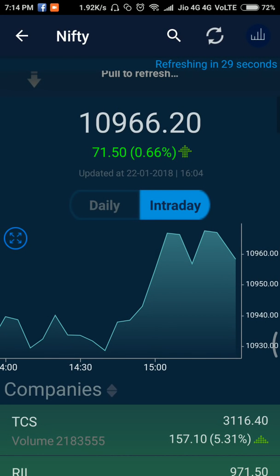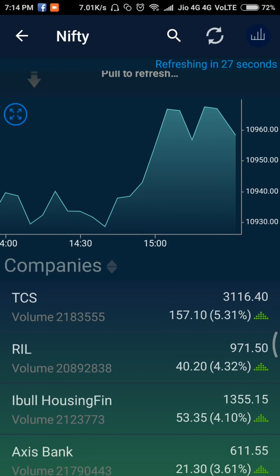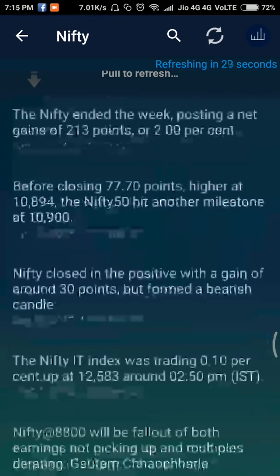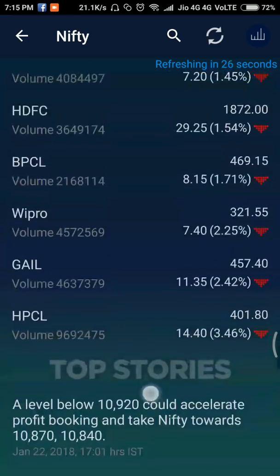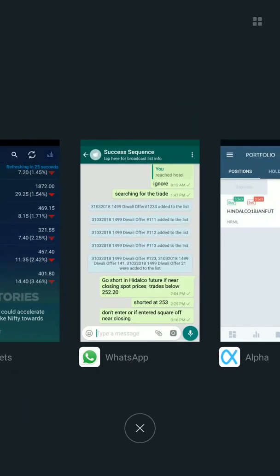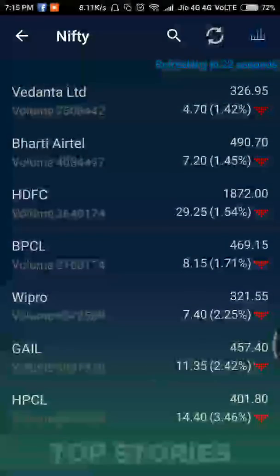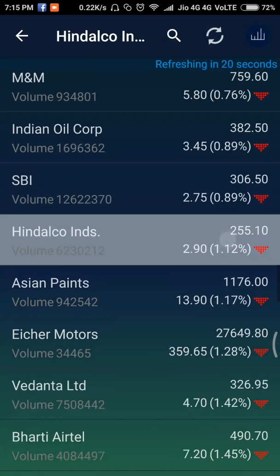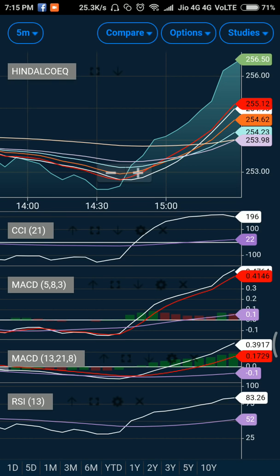So that was my analysis for the Nifty. Usually we check Bank Nifty at this particular moment, but now we are going to analyze why I took a trade in Hindalco. So let me share my reason for going short in this particular stock. So just hold on.